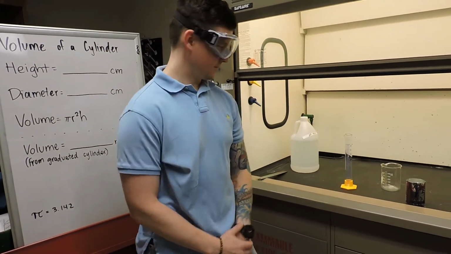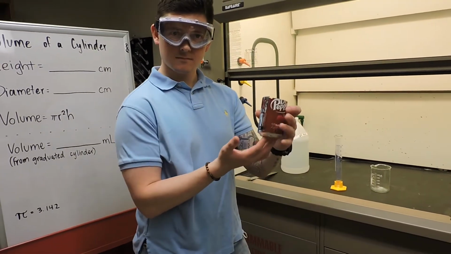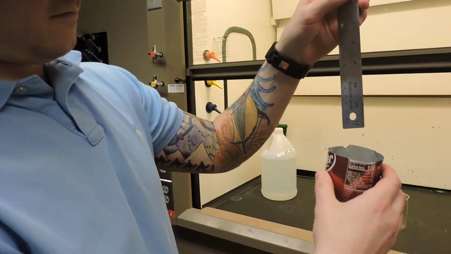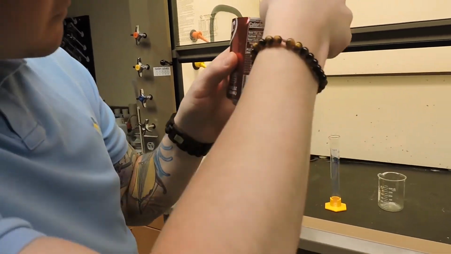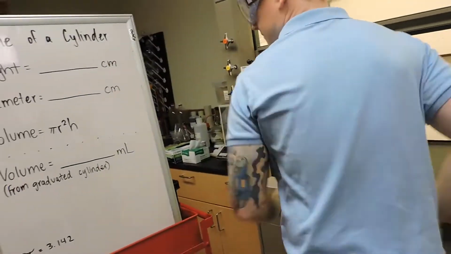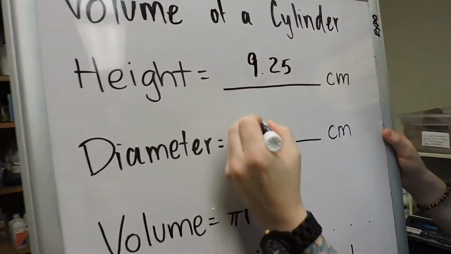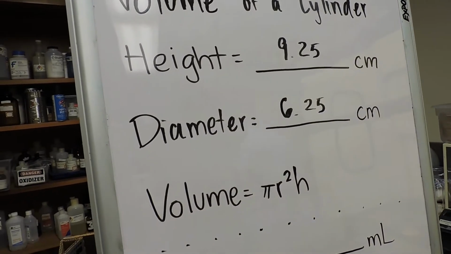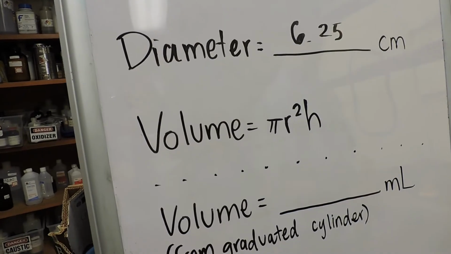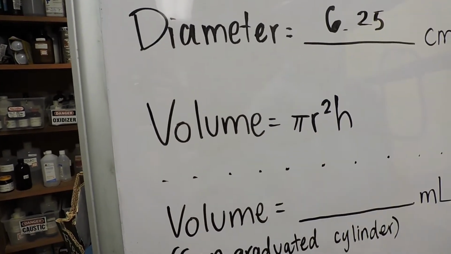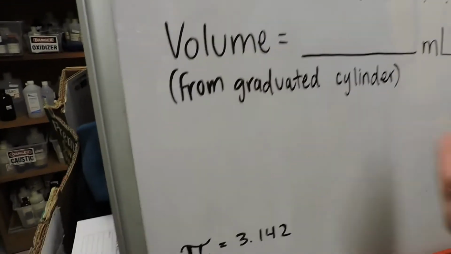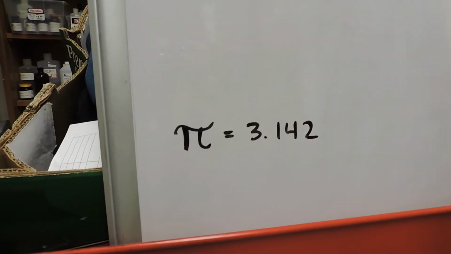Obtain a cylindrical can from the side shelf. Measure and record in centimeters the inside height and diameter of the can. Then calculate the volume of the can using the formula pi r squared h, which is pi times the radius squared times the height. Remember that pi equals 3.142.